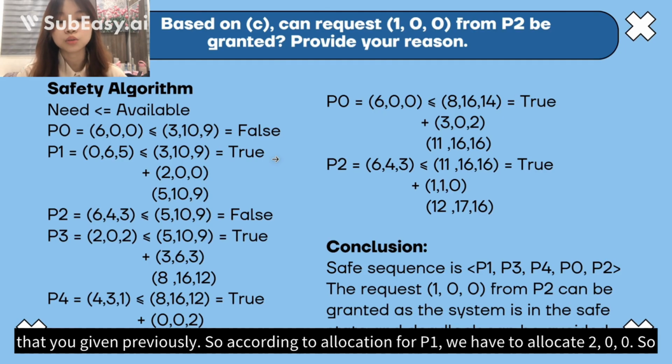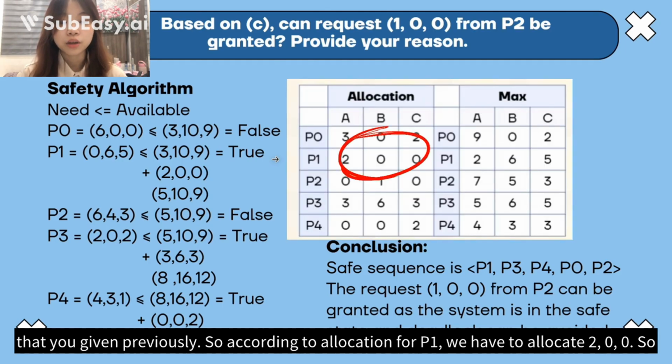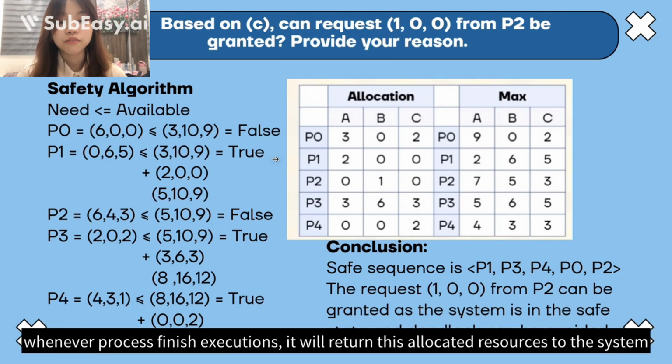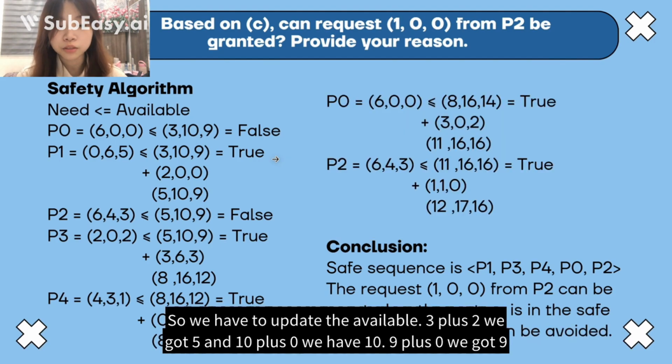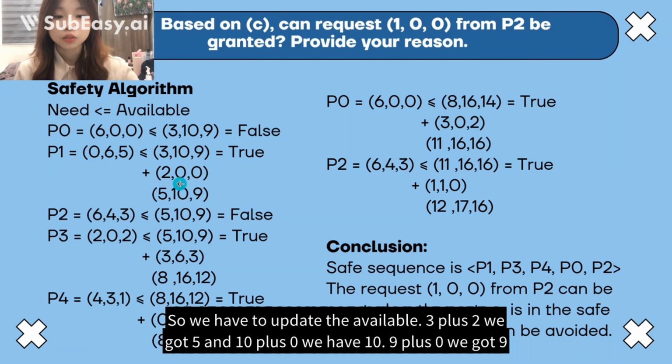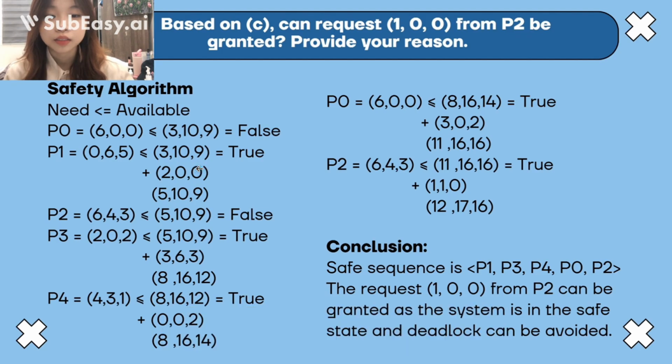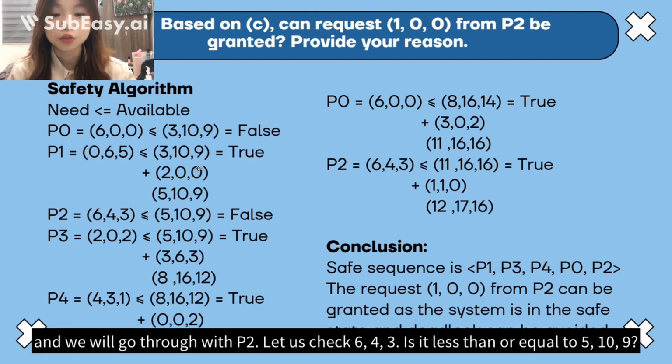So according to allocation for P1, we have to allocate 2 0 0. So whenever a process finishes execution, it will return its allocated resources to the system. So we have to update the available. 3 plus 2, we got 5, and 10 plus 0, we have 10. 9 plus 0, we got 9, and we will go through with P2.